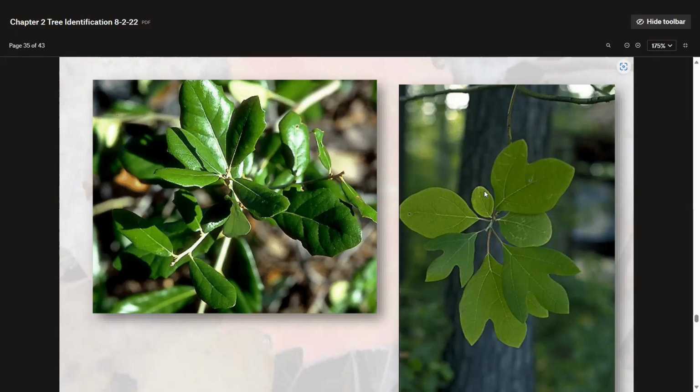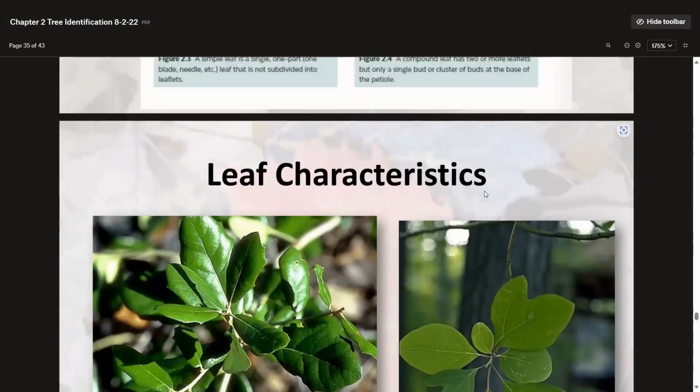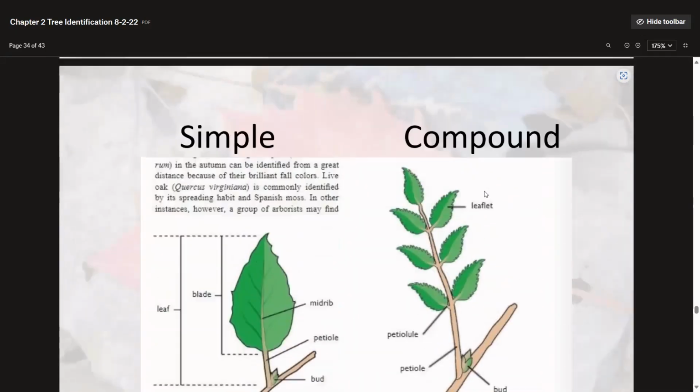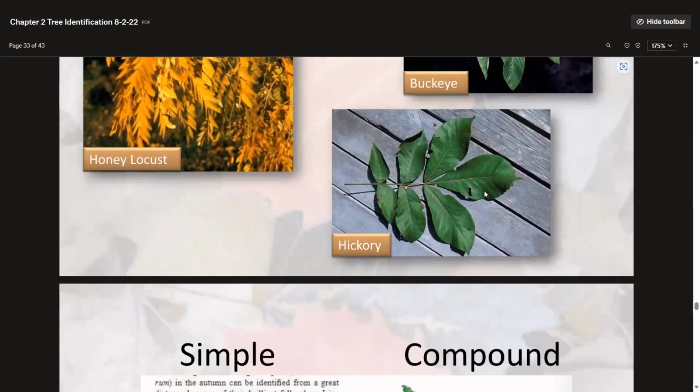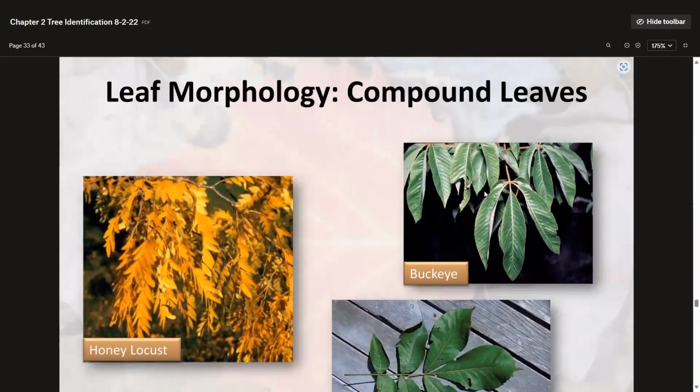Hey, you. Hey, me again. Why is honey locust bipinnate? I would think it is a pinnate compound. Let's see. Did I goof? It happens. Honey locust? Oh, you're right, bipinnate.